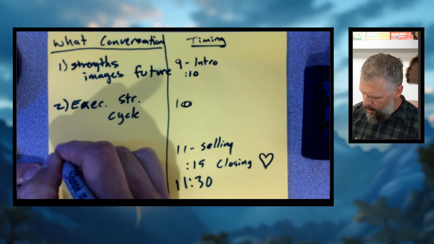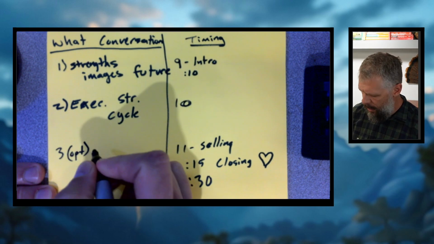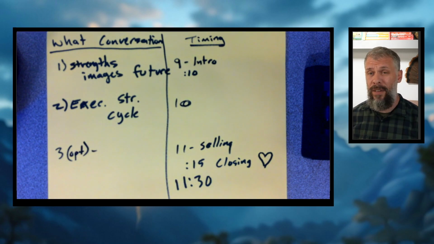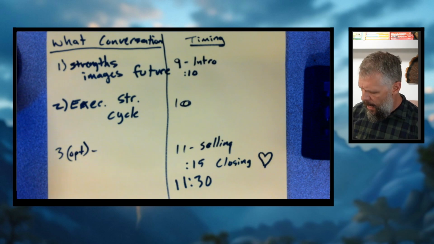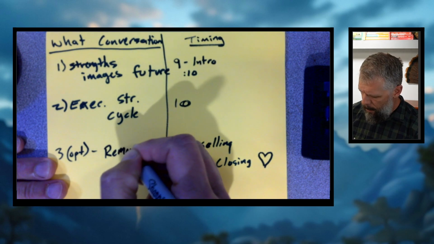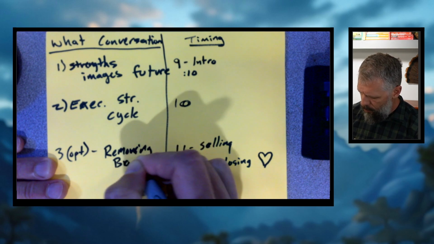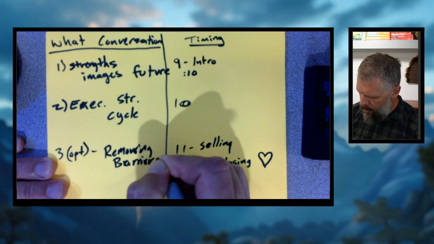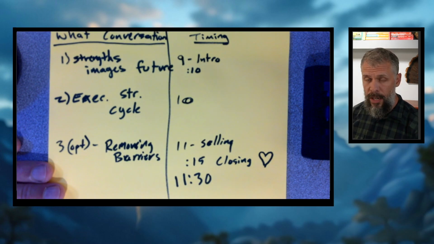And then the third one, which is going to be kind of optional, it'll depend a little bit on how much time we have. I may decide in advance to put it into the agenda, or I may make a game day decision based on how things are going. And this one's called removing barriers to success. It's a cool conversation.